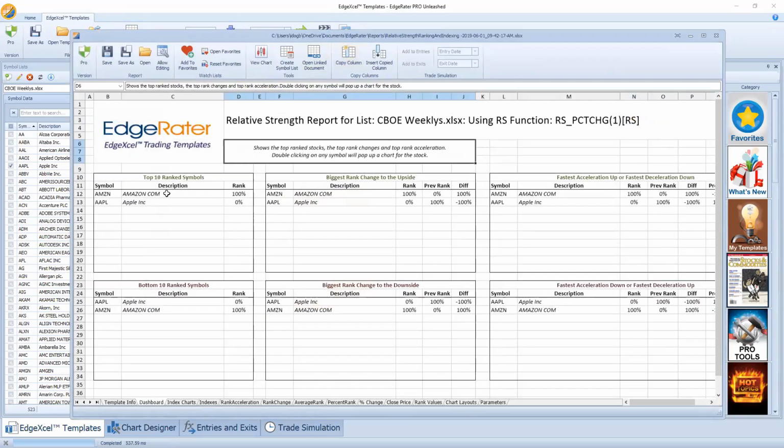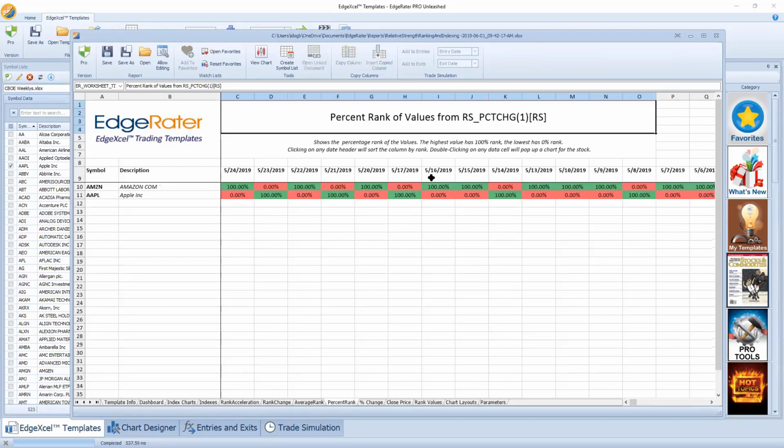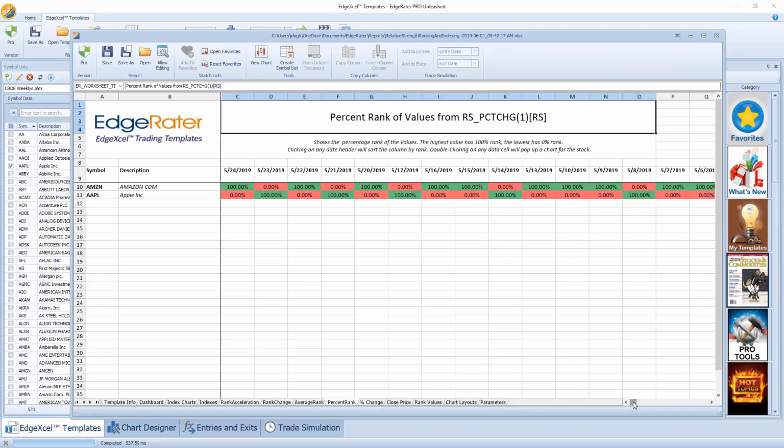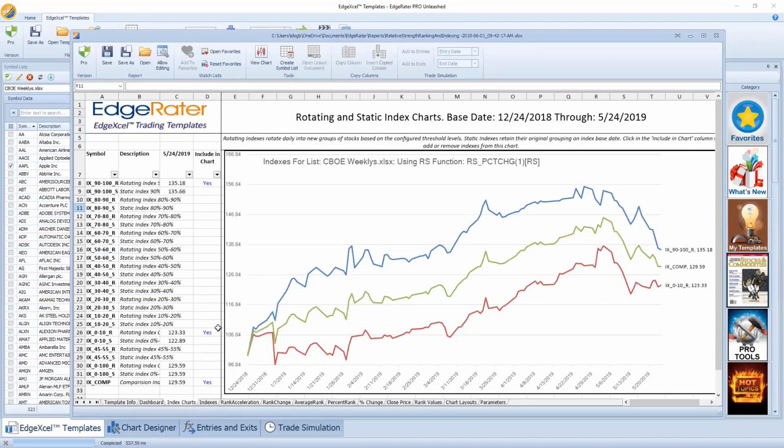Now, there's only 2 stocks in this whole list. If you go back to the % rank sheet, you'll see how that looks. Because we're using 1-day % change, sometimes Amazon is the top, sometimes Apple. It's one or the other. So it really only makes sense to look at the indexes, the 0 to 10 and the 90 to 100. So let's go to the index charts and see how that looks.